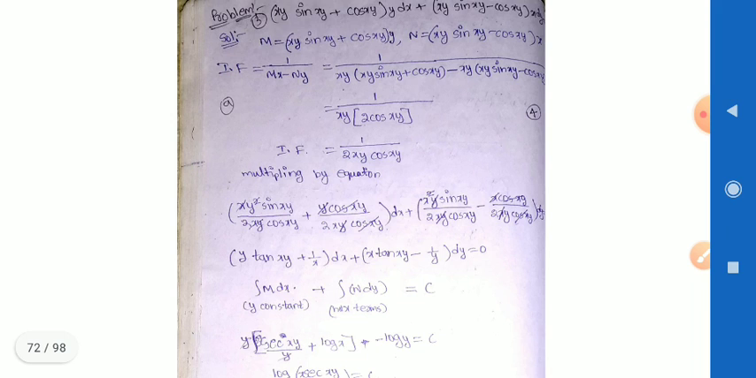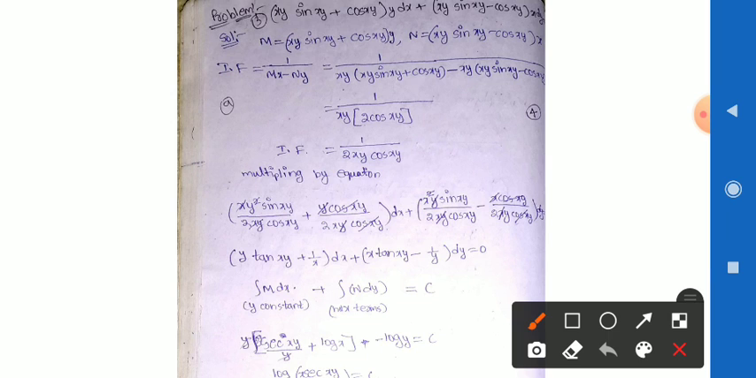Now another problem is given. The problem is (xy sin xy + cos xy) y dx + (xy sin xy − cos xy) x dy = 0, which is in the form of f1(x, y) dx + f2(x, y) dy, which is in the form of method number 3. For method number 3, we have an integrating factor, that is 1/(Mx − Ny).